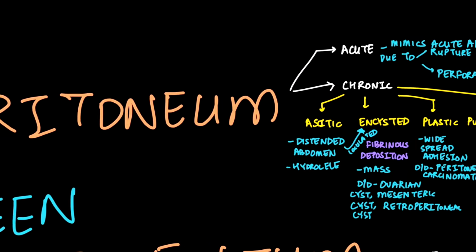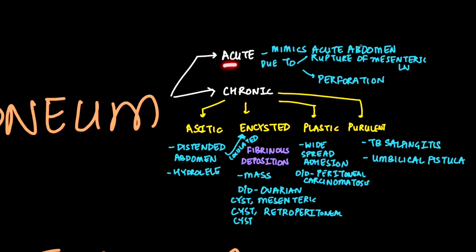Moving on to the peritoneum, we have acute and chronic. The acute mimics acute abdomen, could be due to the rupture of the mesenteric lymph nodes or due to perforation. The chronic type is ascitic, encysted, plastic, and purulent, with ascitic type having distended abdomen, and patients with a patent processus vaginalis can present with hydrocele.